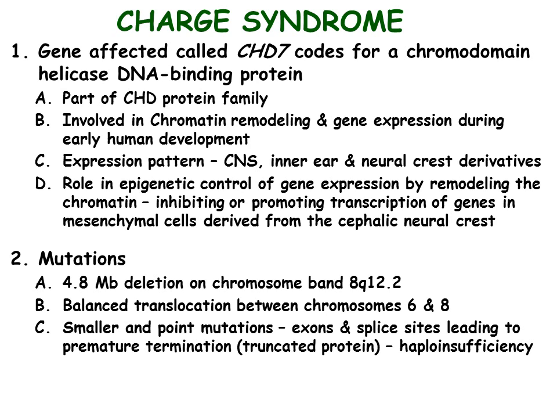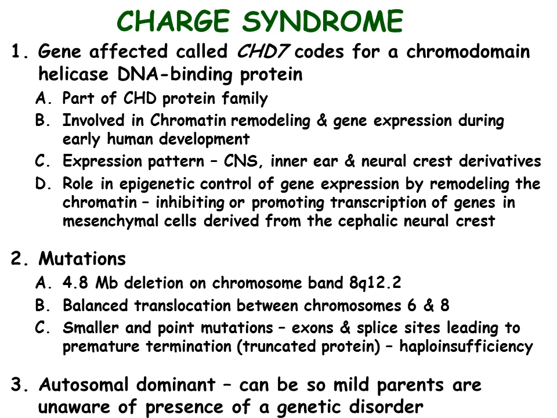If you just give me, in terms of mutation, homozygous or compound heterozygous, you're just telling me it's a recessive disorder, because both copies of the gene have to be affected. What I need to know is the mutation, okay? And it is autosomal dominant. It can be so mild that the parents are unaware of the presence of a genetic disorder, or it's a sporadic event.